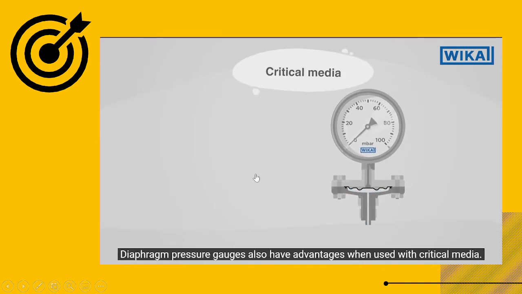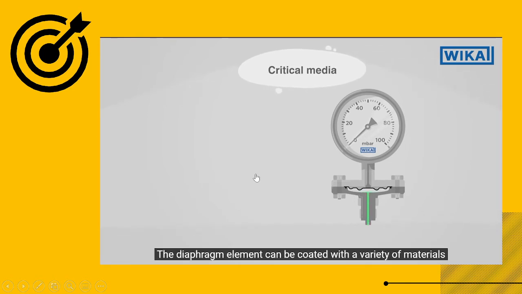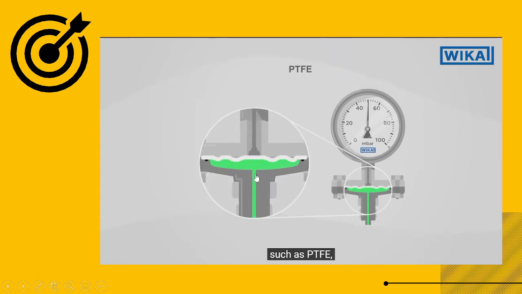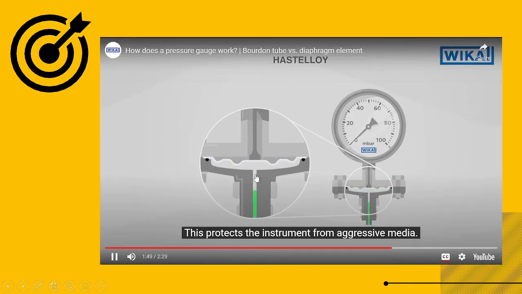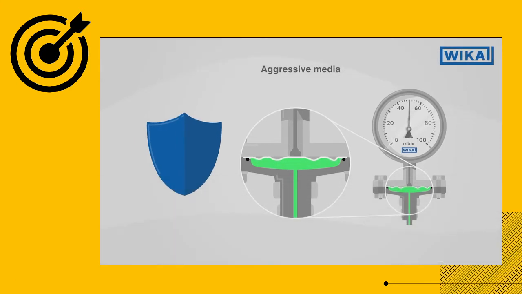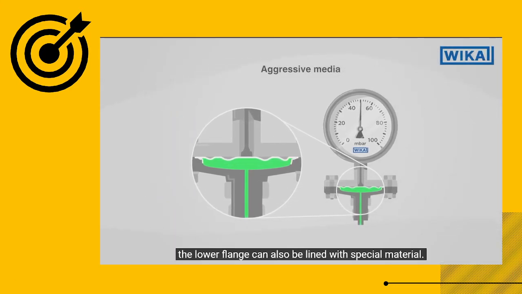Diaphragm pressure gauges also have advantages when used with critical media. The diaphragm element can be coated with a variety of materials such as PTFE, gold, Hastelloy, and many others. This protects the instrument from aggressive media. Optionally, the lower flange can also be lined with special material.